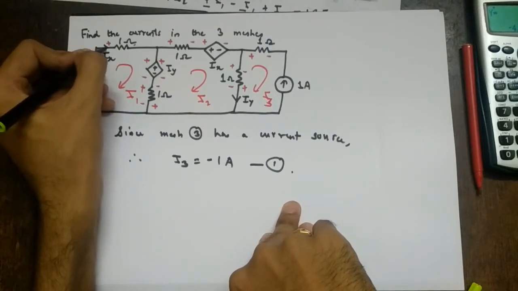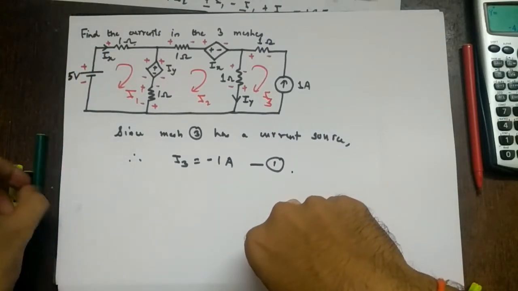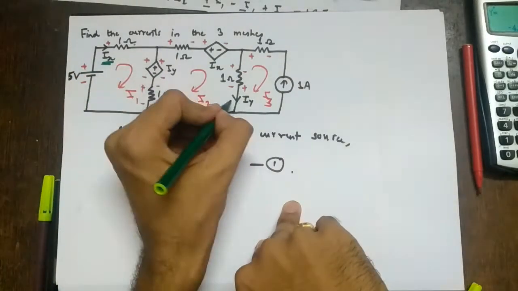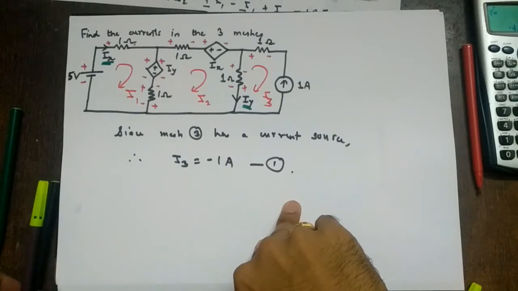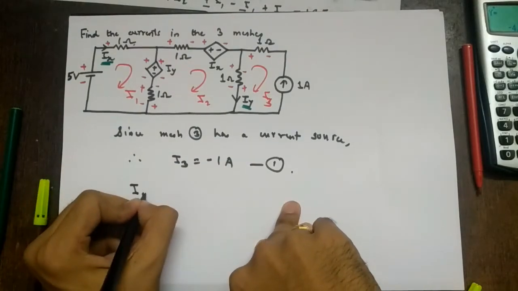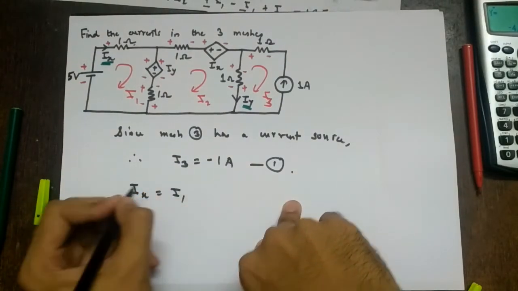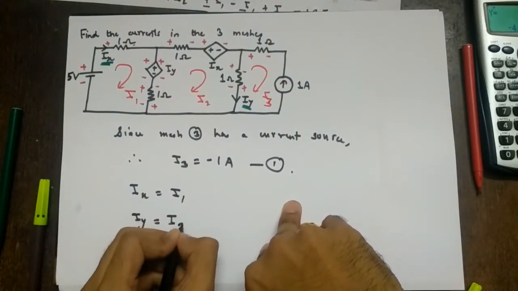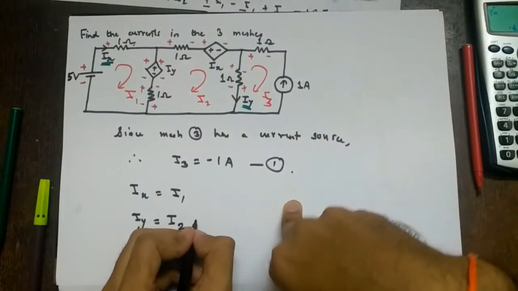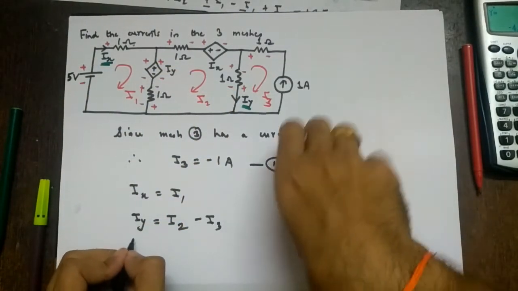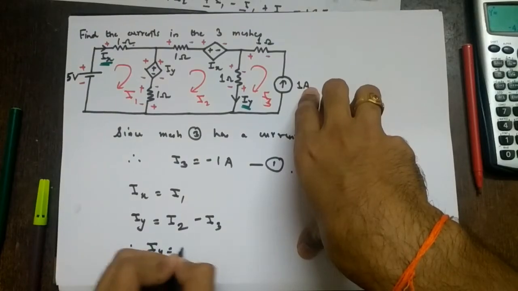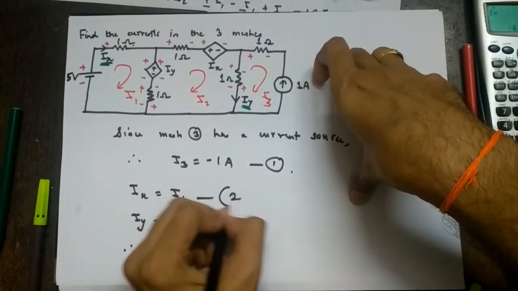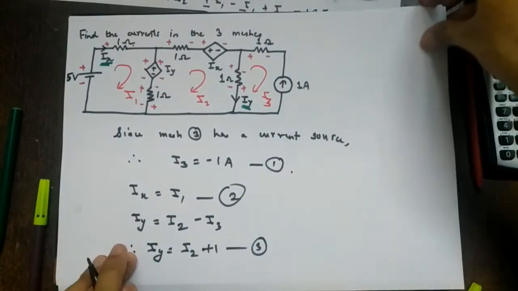So this is the dependent quantity Ix. You have to locate it where it is there. And where is Iy? Over here. So what will be Ix? Ix will be I1. What will be Iy? I2 in same direction as Iy minus I3, and I3 we know it is minus 1. Therefore Iy equal to what? I2 plus 1. So this is equation 2. This is equation 3. Right?